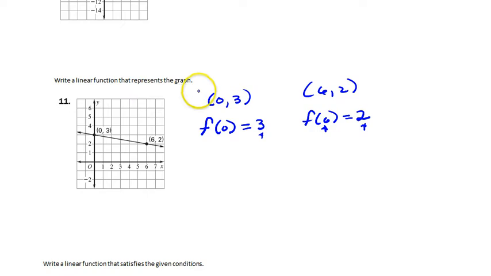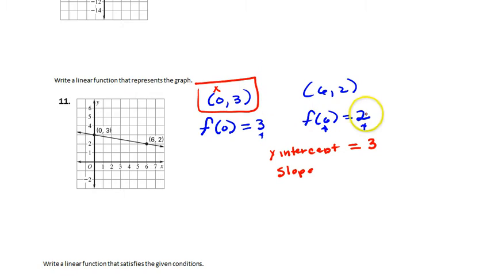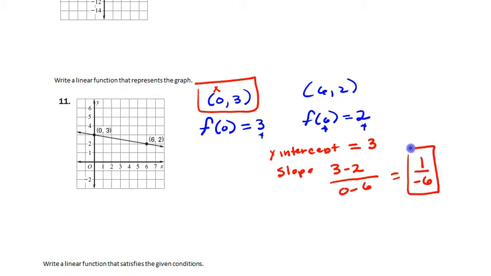So what's nice here is I also have a special point here where x is 0. Well, we know that's the y-intercept. Okay, so my y-intercept is 3. And now I just need to find my slope. Well, I have 2 points here, so I should be able to find my slope. So I'm going to take the difference of my y-coordinates and put it over the difference of my x-coordinates. And this is going to give me 1 over -6. So I have a -1/6 slope, and I have a y-intercept of 3.